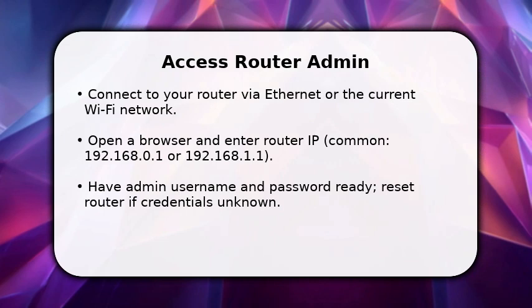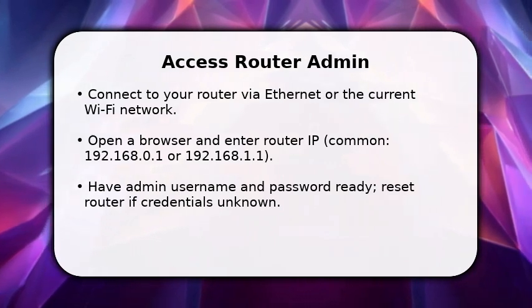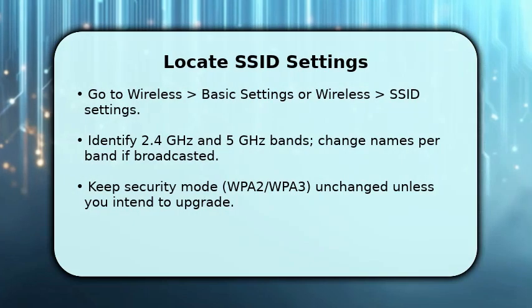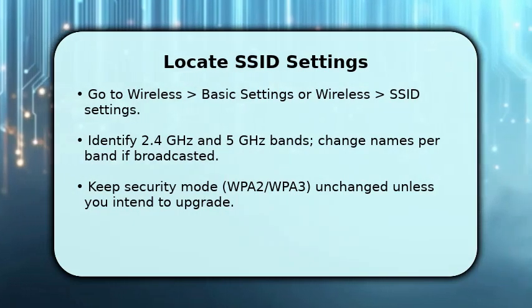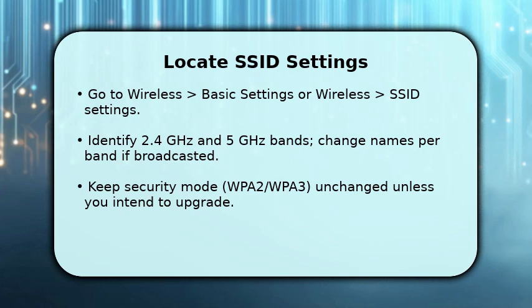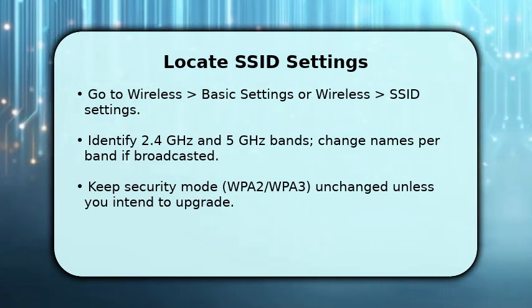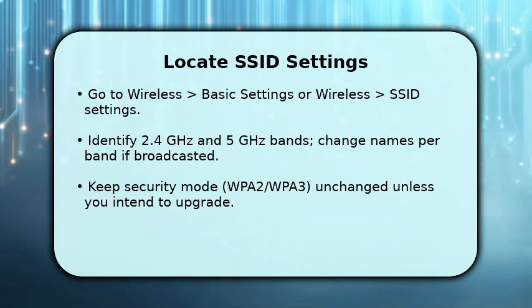Once logged in, navigate directly to wireless or Wi-Fi settings. This first step opens the control panel. Now find the SSID fields under Wireless, Basic Settings, or SSID Settings. The layout varies by brand. You'll usually see separate entries for 2.4 GHz and 5 GHz.